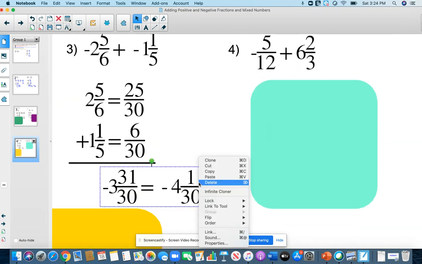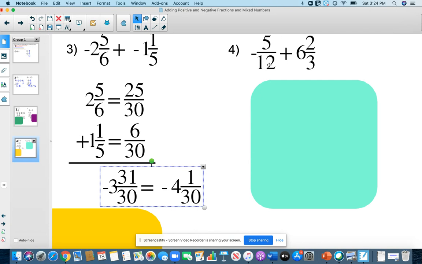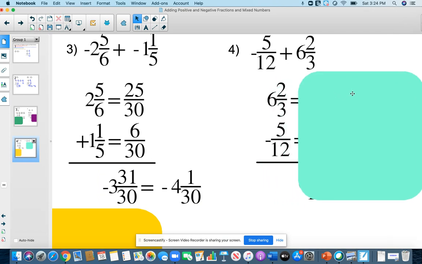And then on the last one, number 4, you are going to go ahead and look at the problem, decide if you add or subtract. And I do have one negative 5/12 plus a positive 6 and 2/3, and they are one of each. So you're going to subtract them, and positive 6 and 2/3 is larger. So it is going to go on top when you do the absolute values. So we're going to go ahead and figure out the answers.